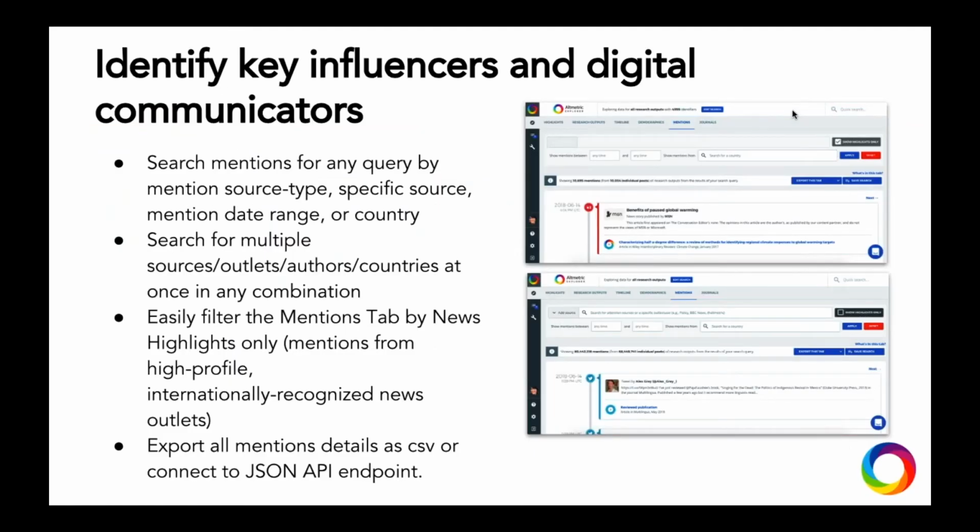Our mentions tab in the old platform and new platform gives you this really great ability to dive into those mentions and the details around them. We can create custom searches around specific sources themselves or source types. Has the New York Times mentioned our research? This key science communicator on Twitter. We can save all that data. We can add country filters as well. And then this data as well can be exported as a CSV or connected to directly via JSON API endpoint. Next slide.